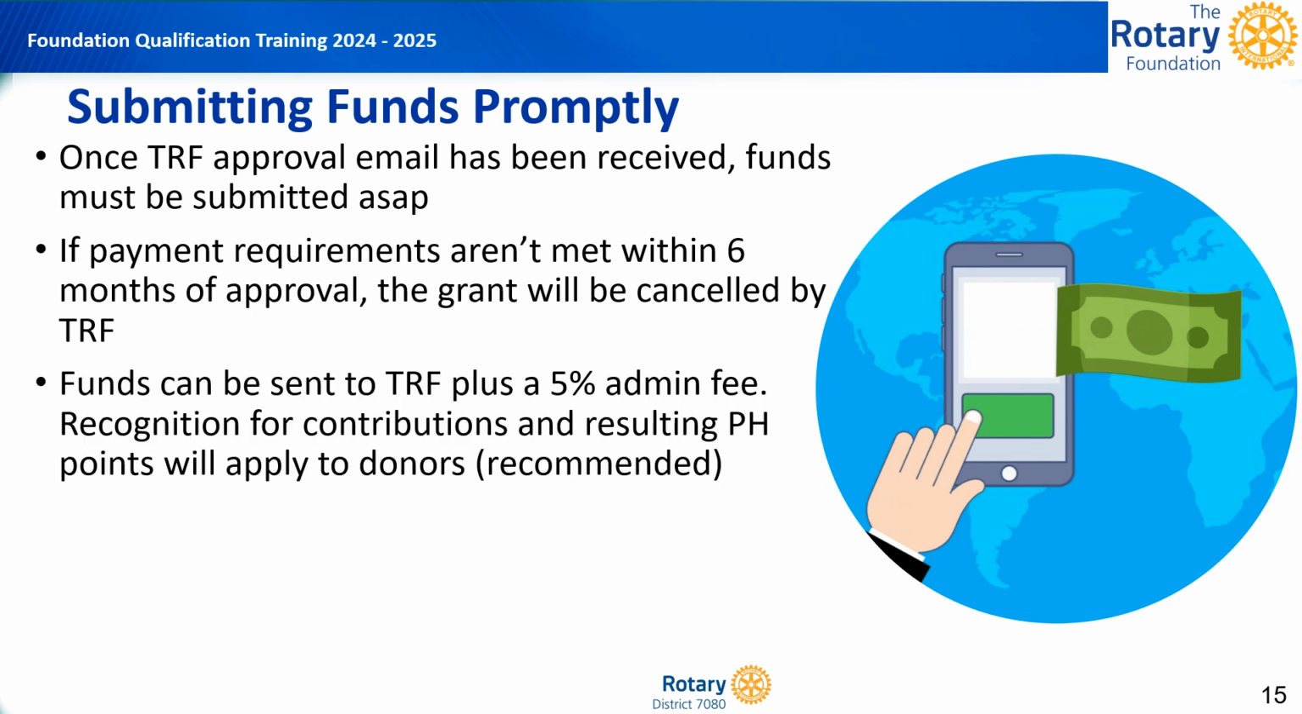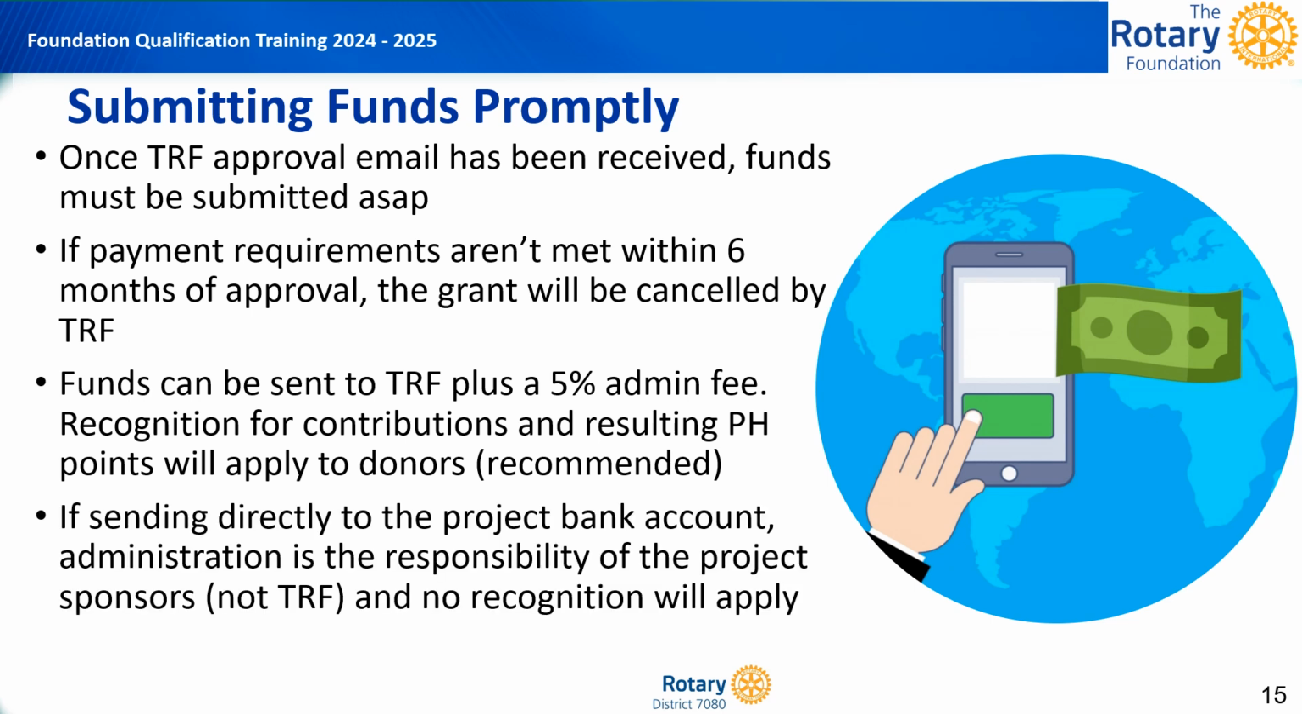Funds can be sent directly to the Rotary Foundation plus a 5% administration fee. These contributions are recognized with Paul Harris points, and the Rotary Foundation is responsible to ensure the funds are sent to the host club's project account. We recommend this method. Alternatively, if funds are sent directly to the project bank account, there is no 5% administration fee, but there is also no Paul Harris point recognition. Additionally, the administration becomes the responsibility of the project sponsors, not the Rotary Foundation. This can become problematic for the project sponsors if funds are sent and not received in the destination.